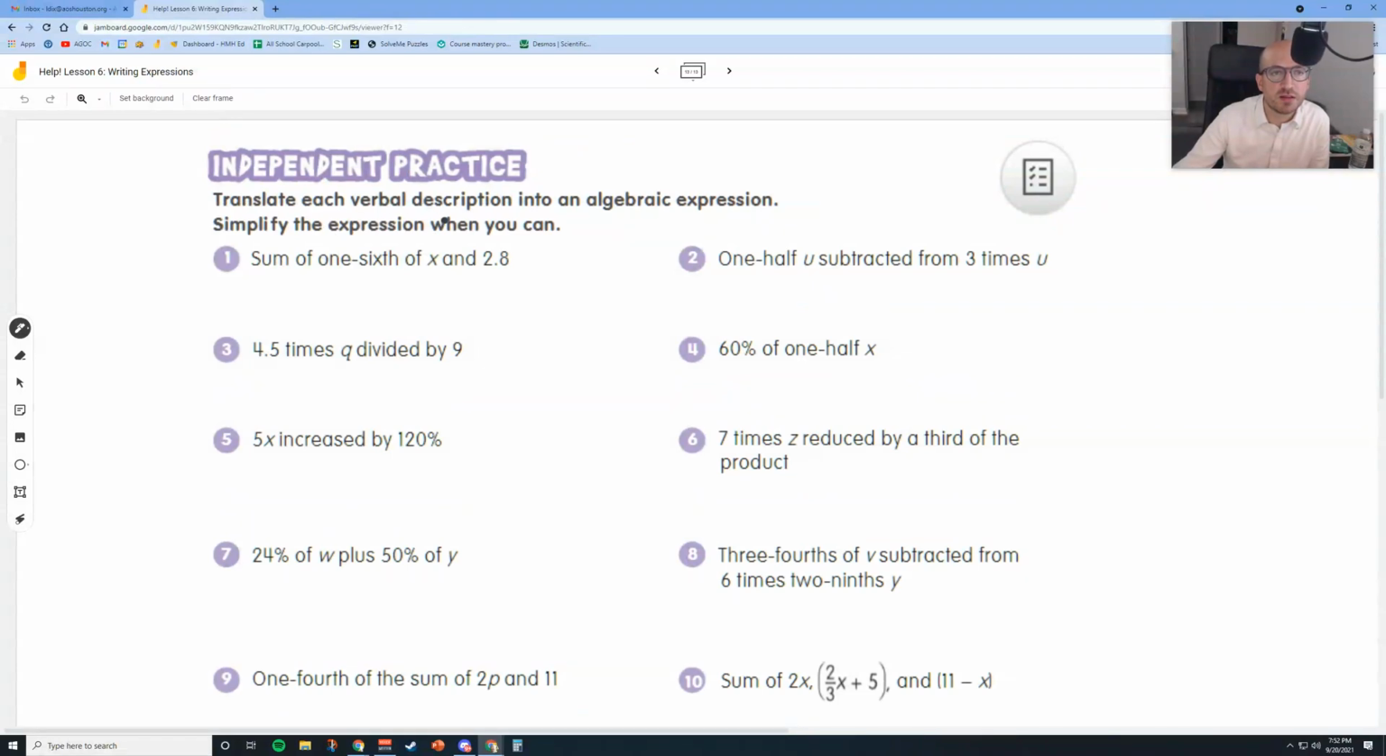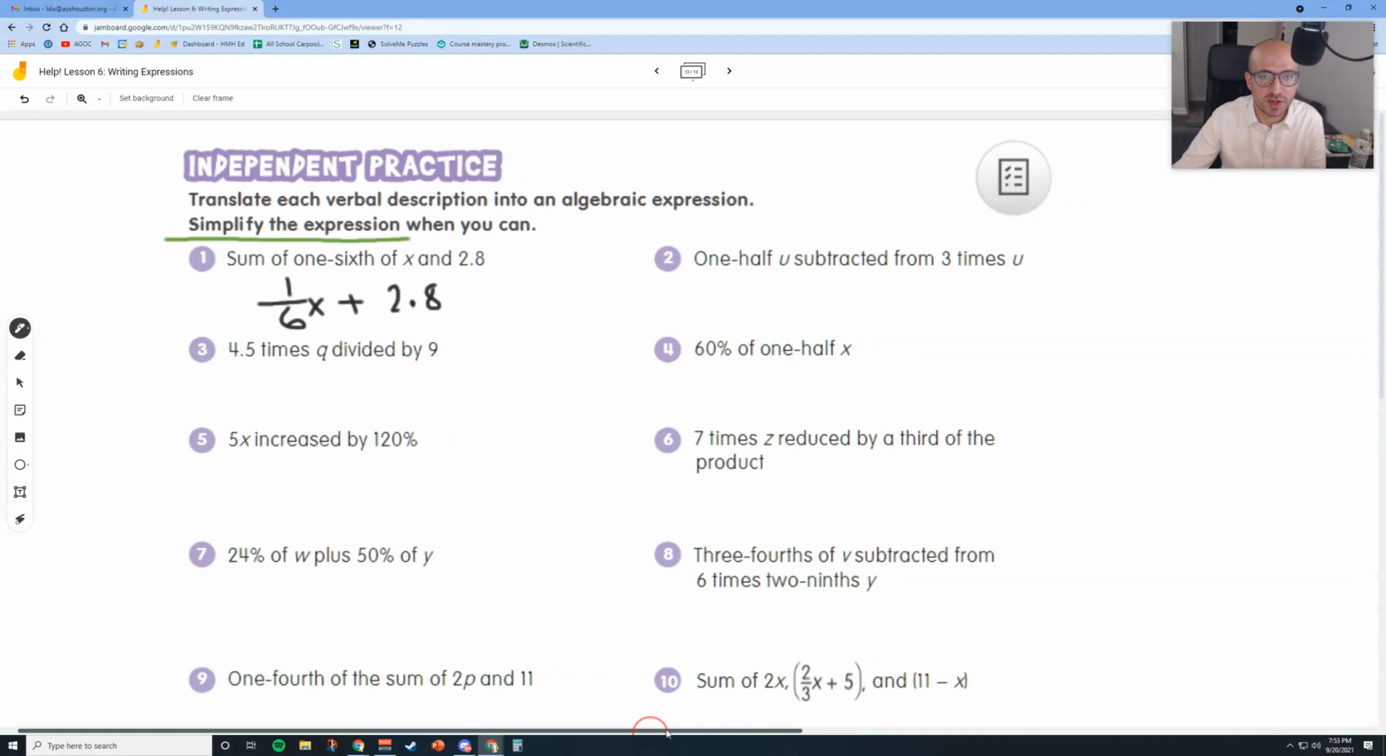We're gonna translate the verbal description into an algebraic expression, and then we're gonna simplify when possible. Okay, so the sum, so I know it's adding, of 1/6 x and 2.8. That's how I would write it as a fractional coefficient. You could also put it as x divided by 6, plus 2.8. Can I combine these? No. We have a numerical term and an algebraic term, so we have to stop there. That's all we have to do.